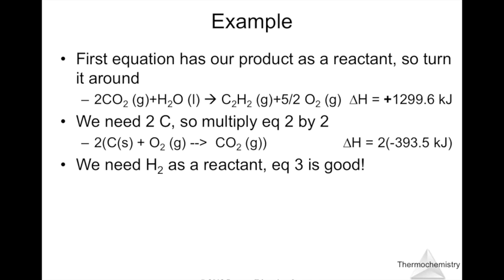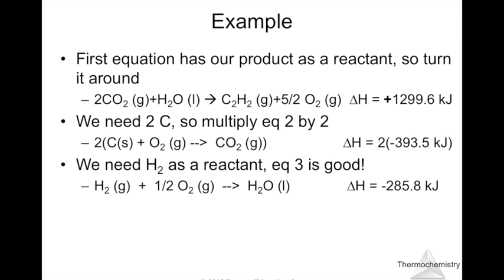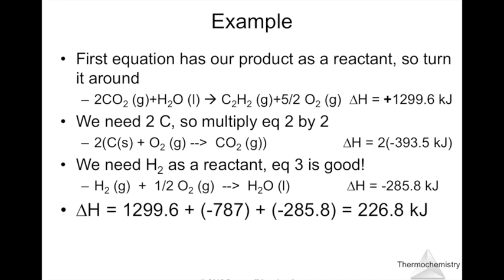Equation 3 has H2 as a reactant. It has the amount that we need. We don't have to do anything to it. Okay, so now we can just take these, add them all up, and there's our delta H value for the reaction that we actually care about, 226.8 kilojoules.